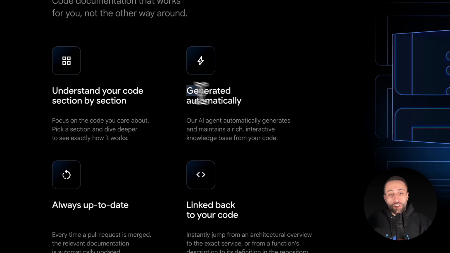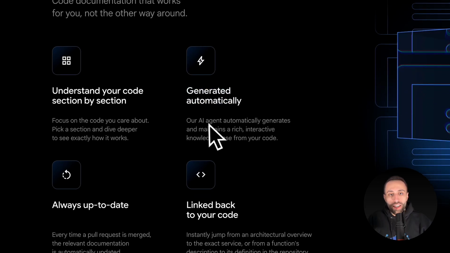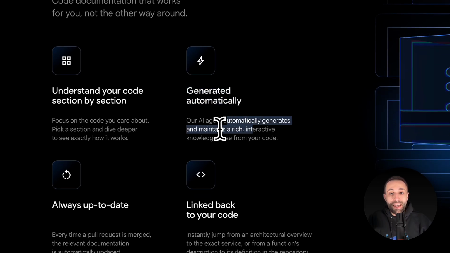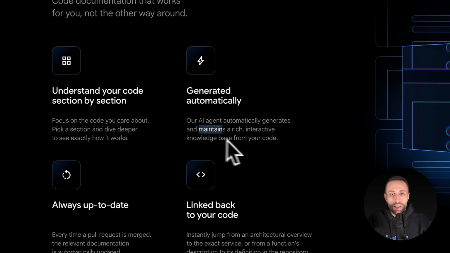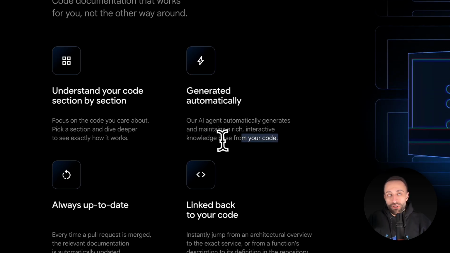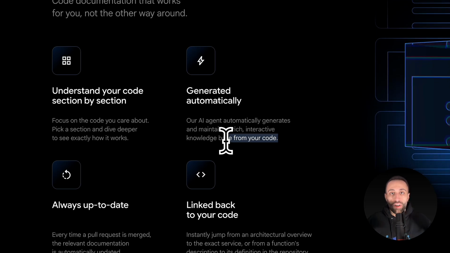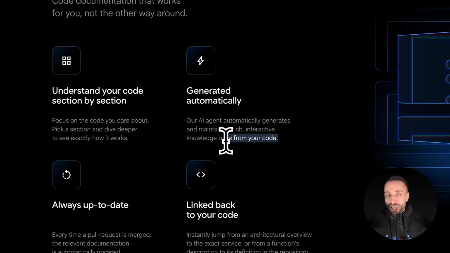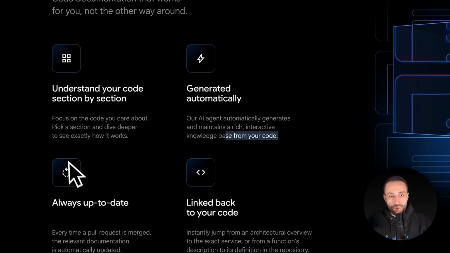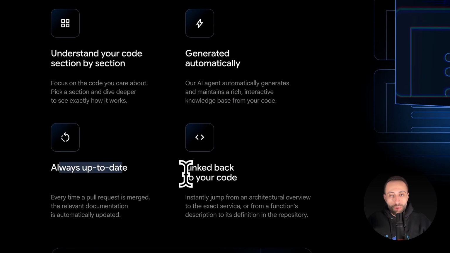Second thing is that it generates automatically. I already mentioned that AI agents automatically generate and maintain, this is a keyword, a rich interactive knowledge base from your code. So imagine a chatbot that is always live, always updated about the latest information and code that you have in your repository. So always up to date and linked back to your code.